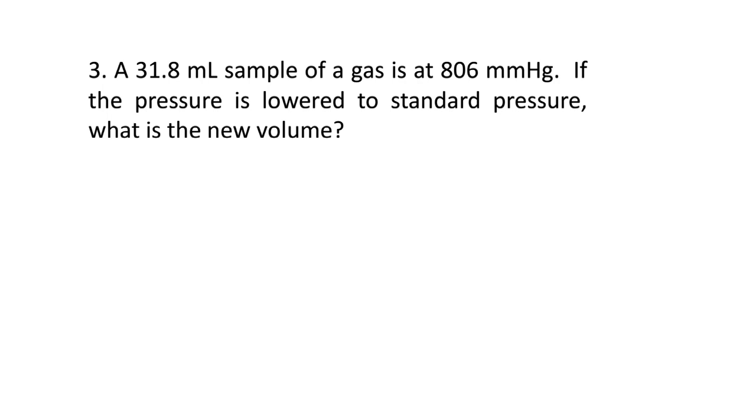Okay, so number 3. A 3.18 milliliter sample of a gas is at 806 millimeters of mercury. If the pressure is lowered to standard pressure, what's the new volume? So let's figure out what we've got here. We've got a volume, and we've got a pressure, and then we have a second pressure. So that's a V1, and then we're looking for V2. So that's what we're looking for.